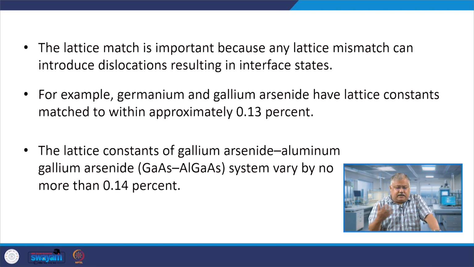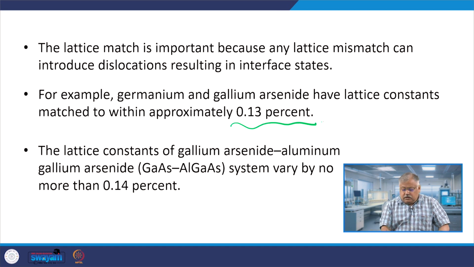Now, let us take up a germanium and gallium arsenide metallurgical junction. There you will see that the mismatch is hardly 0.13%. The mismatch is so small, and therefore, a very good heterostructure system is basically germanium gallium arsenide, right. Germanium gallium arsenide is a very good heterostructure, as their lattice constants are very close to each other.